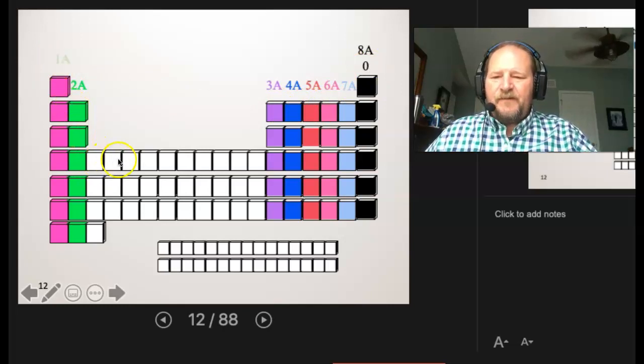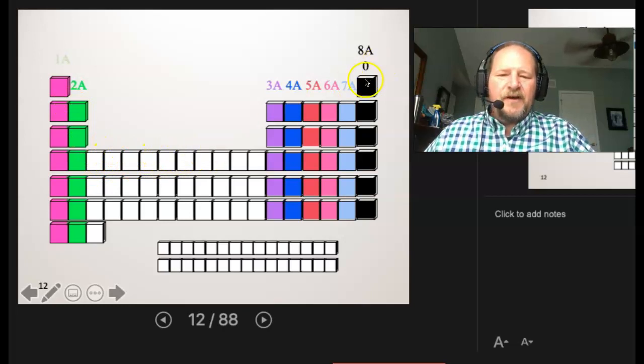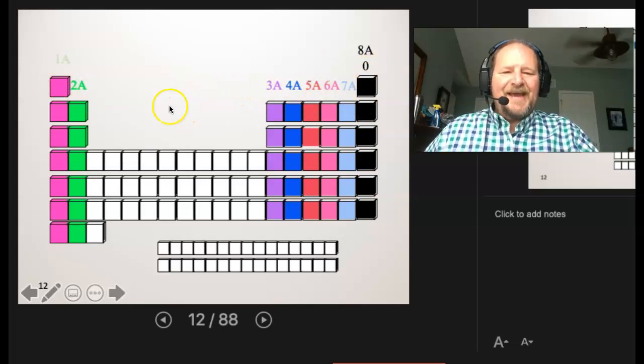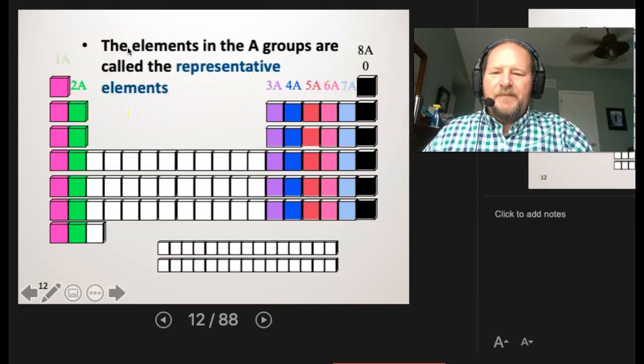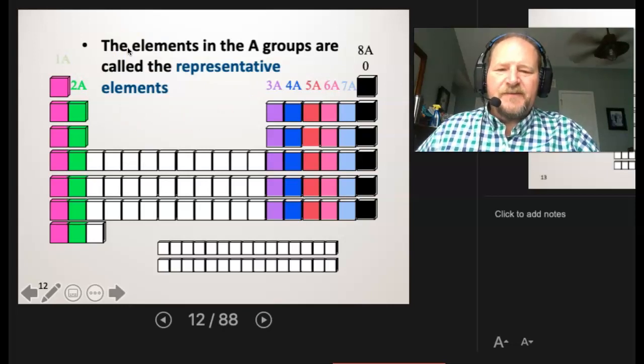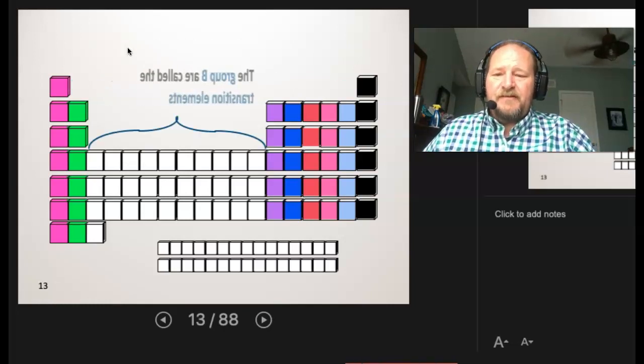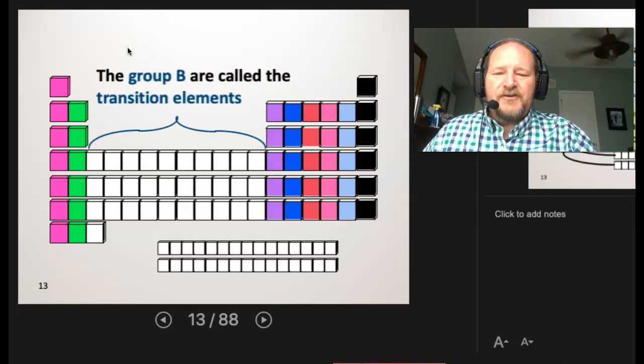This will be 3, 4, 5, 6, 7, all the way across to 18. So you can number it one of 2 ways, 1 through 18, or you can use the A-B referencing. Now the A-B referencing is talking about the difference between representative elements, which is what the focus of our courses are going to be, and transition elements.